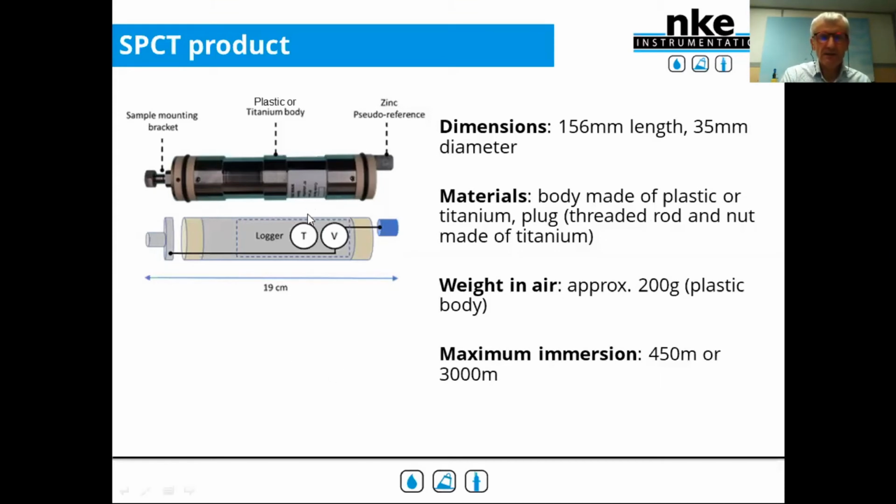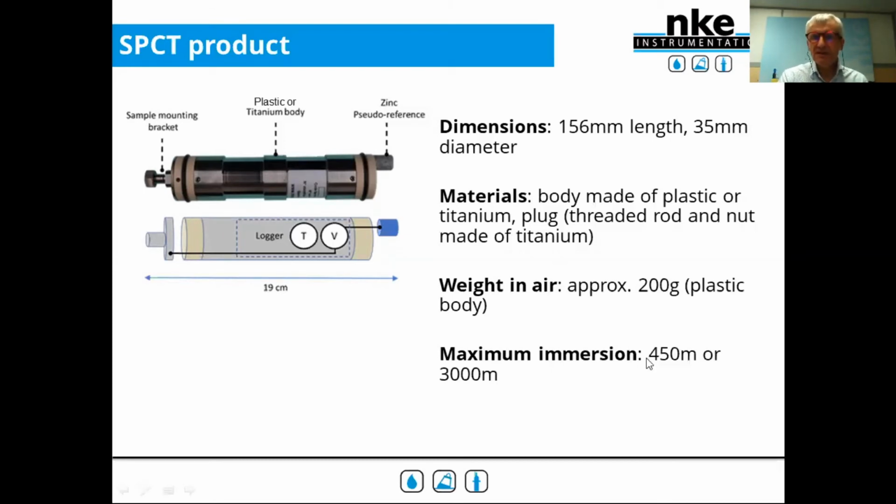It is also, you recognize the internal logger, and the main data which is recorded is the potential of the structure connected to this bracket using a titanium screw, and we record the potential of this structure compared to the reference electrode placed here. We also record the temperature because it could be an indicator of the seawater temperature.